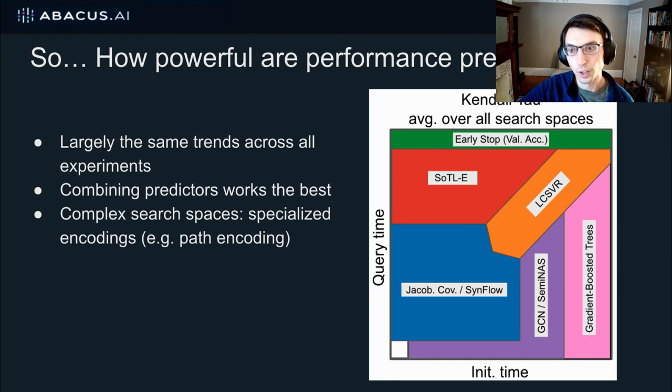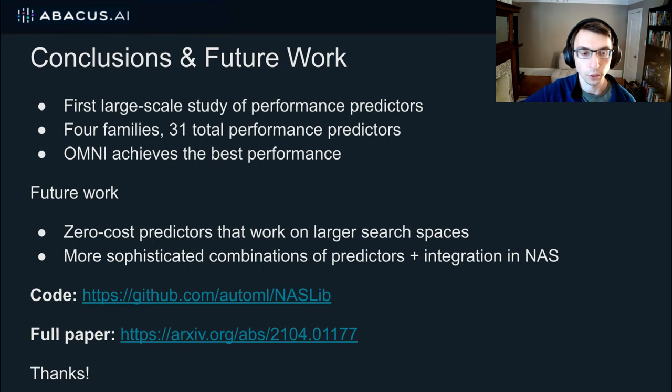So we ran many different experiments here, and we saw largely the same trends across all of our experiments. And here they are all summarized in one graphic. We also showed that combining predictors leads to the best performance, and for very complex search spaces, specialized encodings perform the best. So to conclude, we give the first large-scale study of performance predictors by comparing 31 predictors across four families. And we showed that combining different families of predictors leads to the best performance.